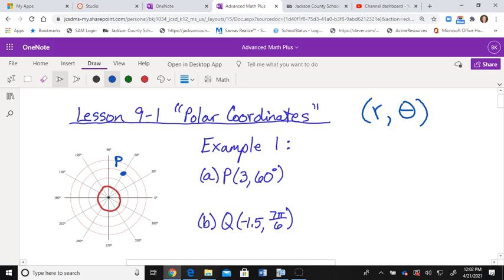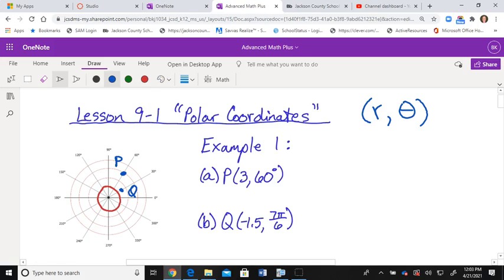Negative 1.5. Here's the difference. Negative 1.5 means you go the opposite way of 210. So, here's 210. I'm going the opposite way, negative 1.5. So, opposite of 210 is what angle? 30. So, negative 1.5 would be about right there. That is Q. Negative 1.5 is what it says.